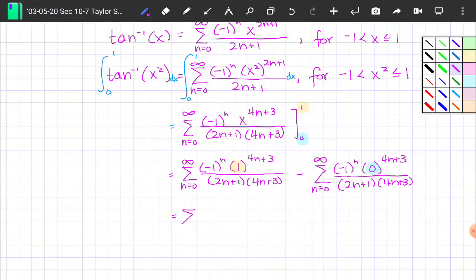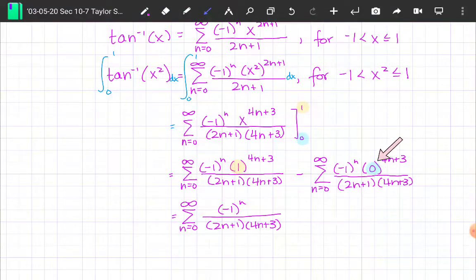And so we have the summation as n goes from 0 to infinity of -1 to the nth over 2n plus 1, 4n plus 3. And then with the second sigma, that's 0 to any power. And as long as we're never evaluating 0 to the power of 0, which we're not going to for these values of n, that's going to be 0. We're just going to be adding a bunch of zeros.